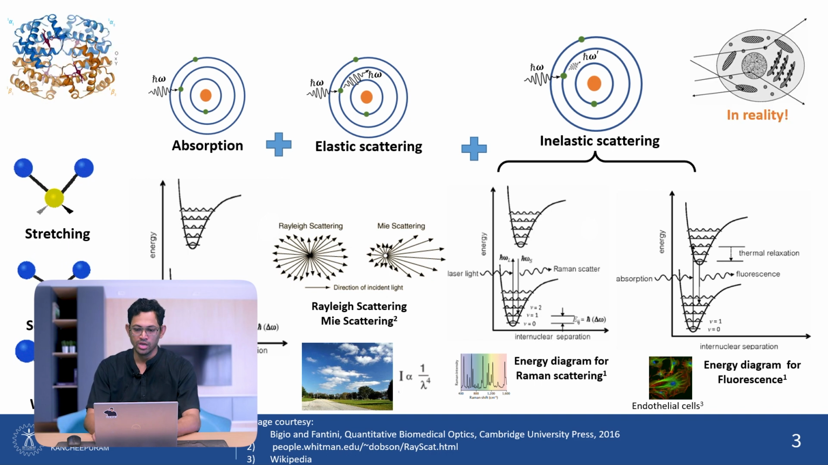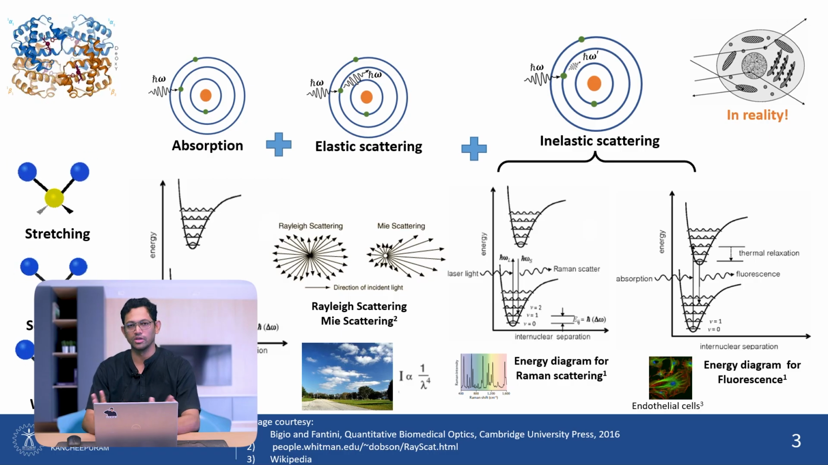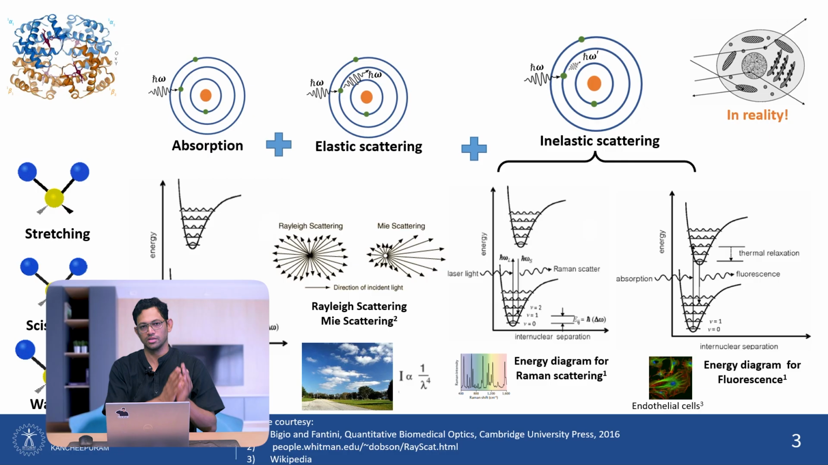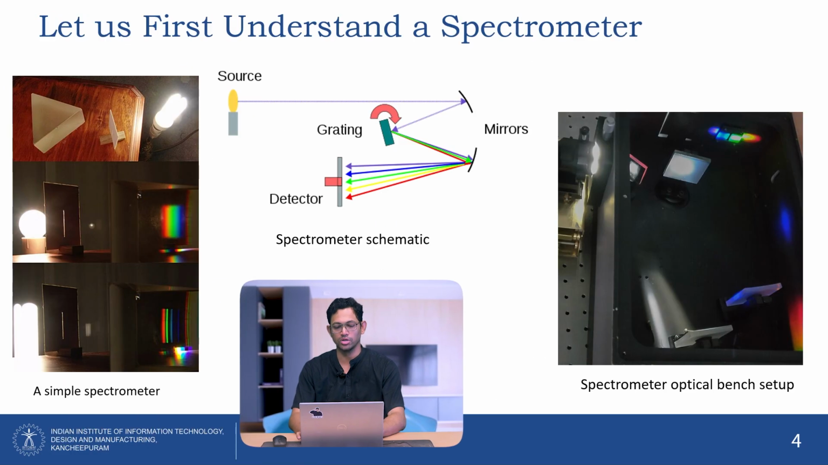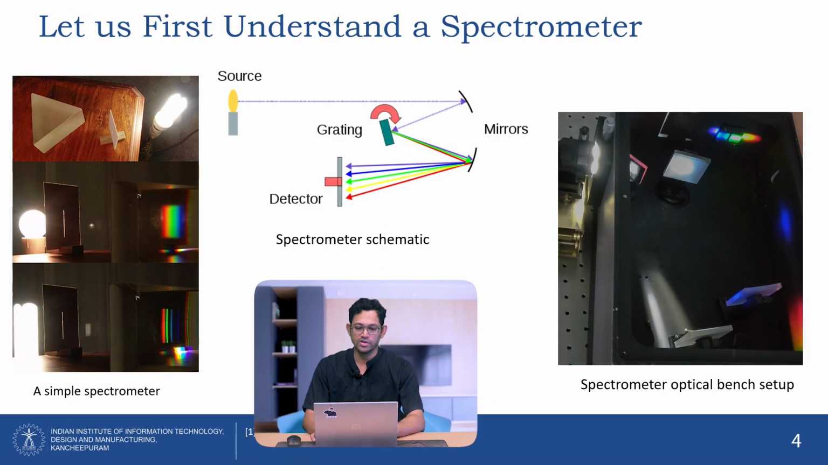In reality, as I already said, tissue is a very complex arrangement of different compositions, and we have a lot of tissue constituents. We will try to simplify things and then try to see more complicated structures. The first thing, before you go ahead and try to learn Raman spectroscopy, is that we need to first learn the spectrometer.